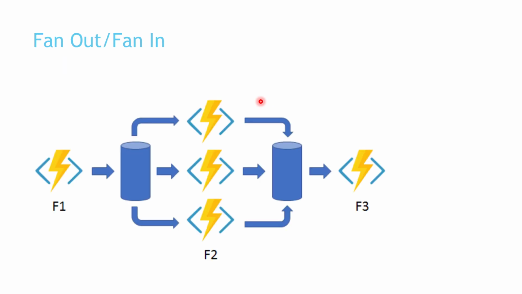First one is fan out, fan in. When you get a single request and then fan it out to multiple Azure Function apps, and then you receive the responses from these different functions and aggregate them to have one output. This implementation pattern works well with the scenario we have talked about before.